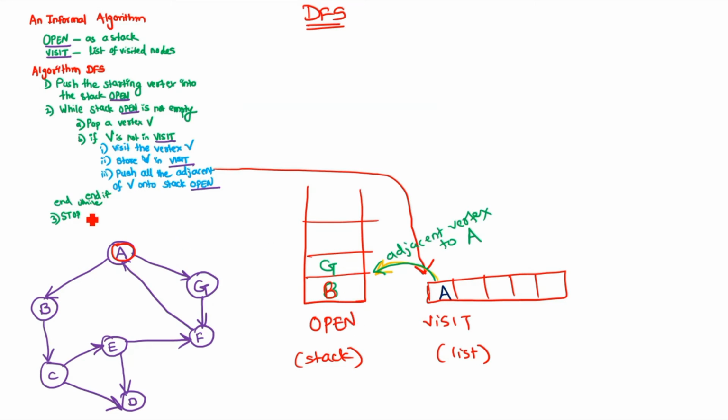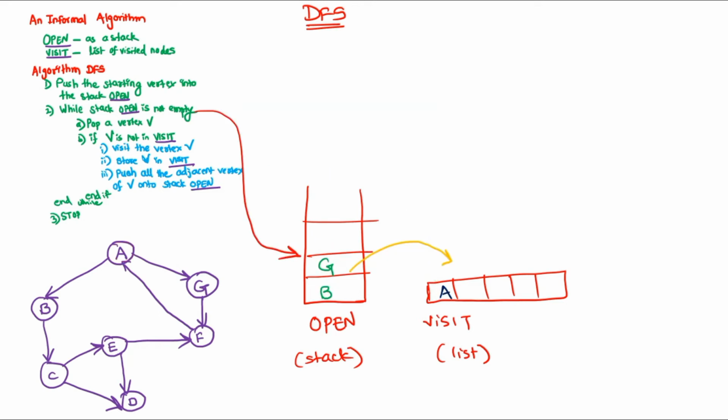Now again we have to repeat the same thing. At the top of the stack we have G. We will remove it and keep it in the visit list. Then we look for all the adjacent vertices of G, that is F. That will be inserted into the stack, so F gets inserted at this particular place.